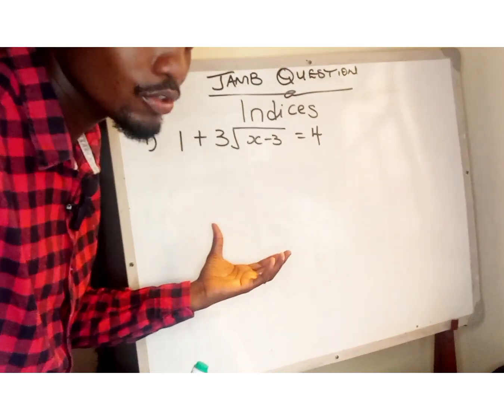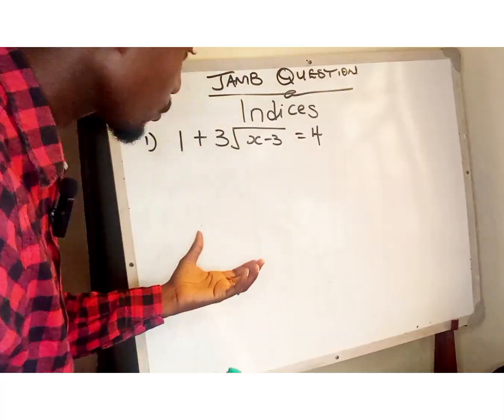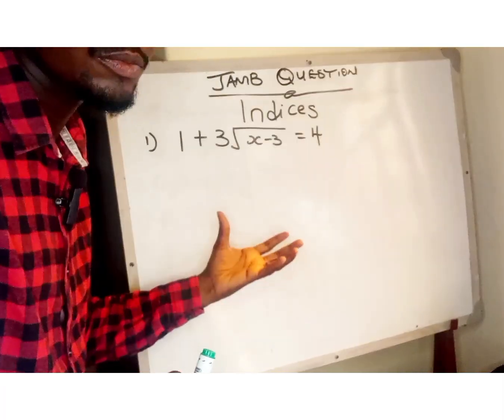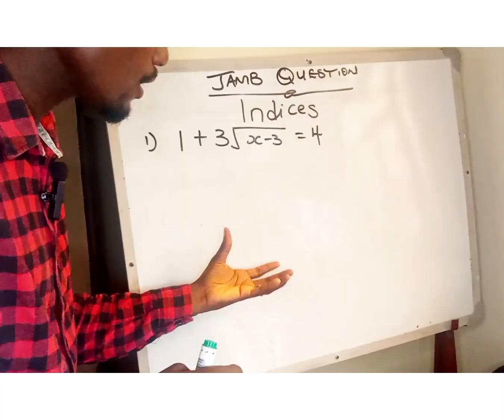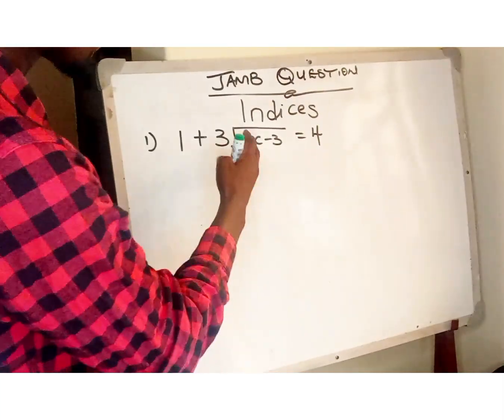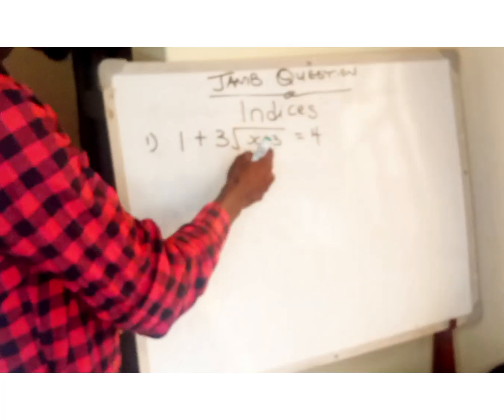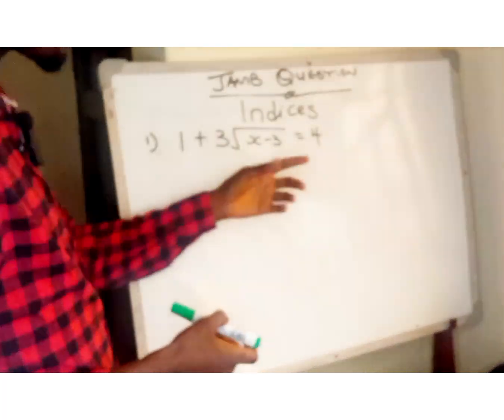Let us solve this question. It's a JAMB past question on indices. However, this can also help students preparing for their SSCE examination. So now we have 1 plus cube root of (x minus 3) equals 4.